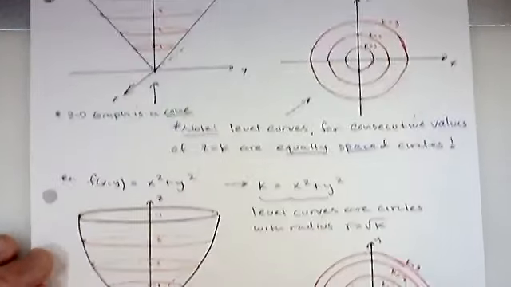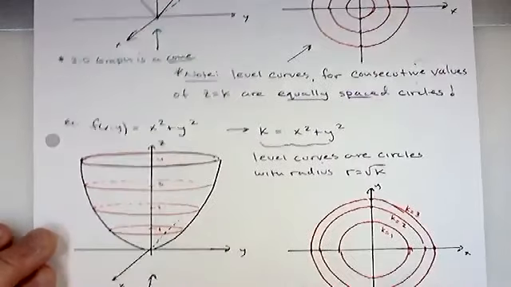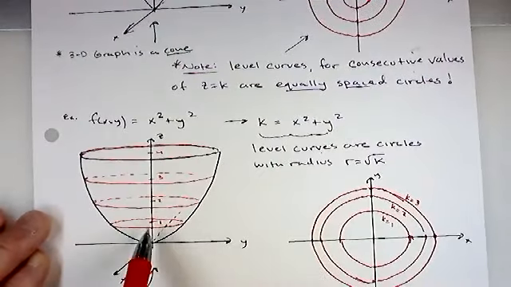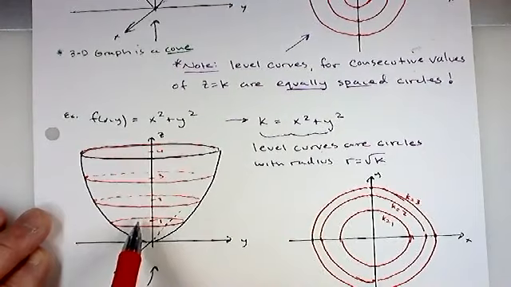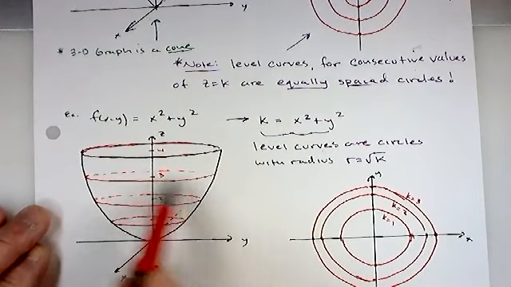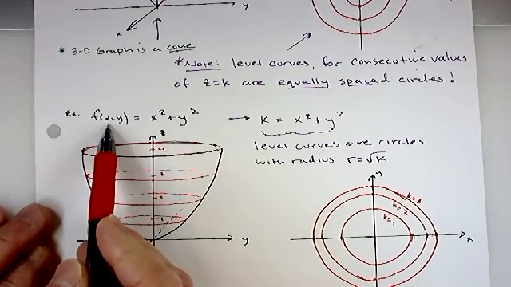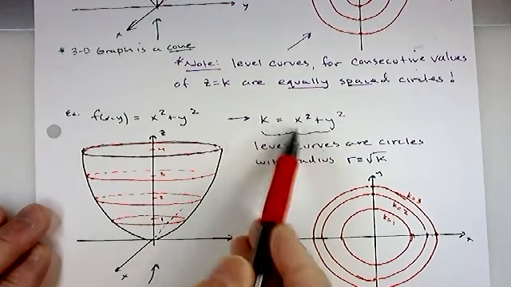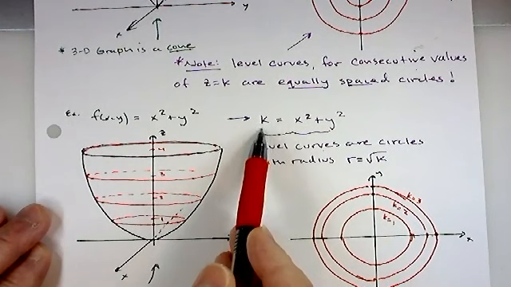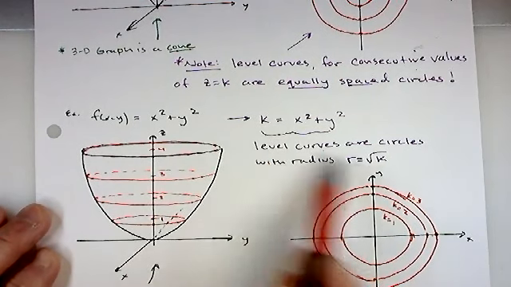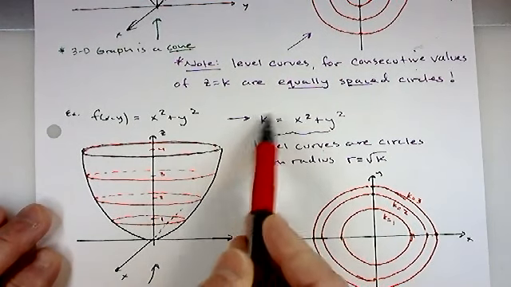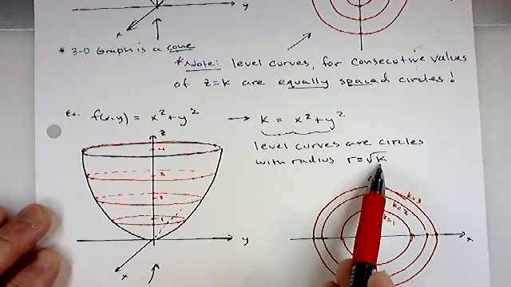If I go back to that paraboloid that we graphed in our first example, it also has level curves that are circles at different z values, and you can confirm that by letting f of x, y be k. You're going to get circles as well. But notice here, remember the radius of a circle is the square root of this number. The radius is going to be the square root of k.